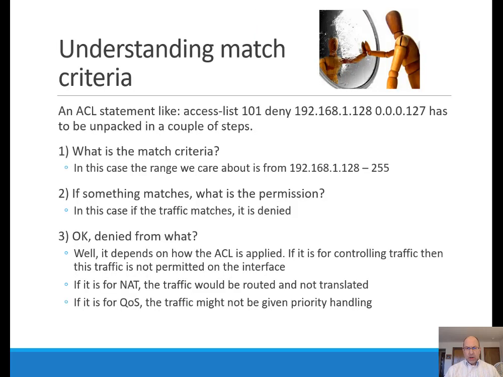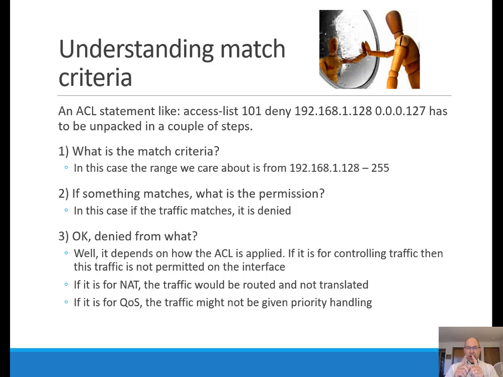So let's think a little harder about match criteria. There's a couple things that we have to do when we get a statement like this one here. So we have access list 101 deny, and this particular match criteria is 192.168.1.2 or 1.128, and then the mask is 0.0.0.127. Now don't freak out over the masks. We'll cover them here in a second.